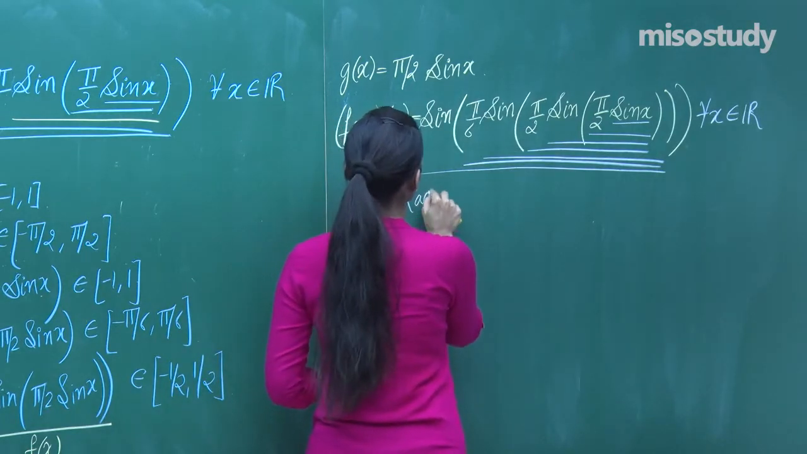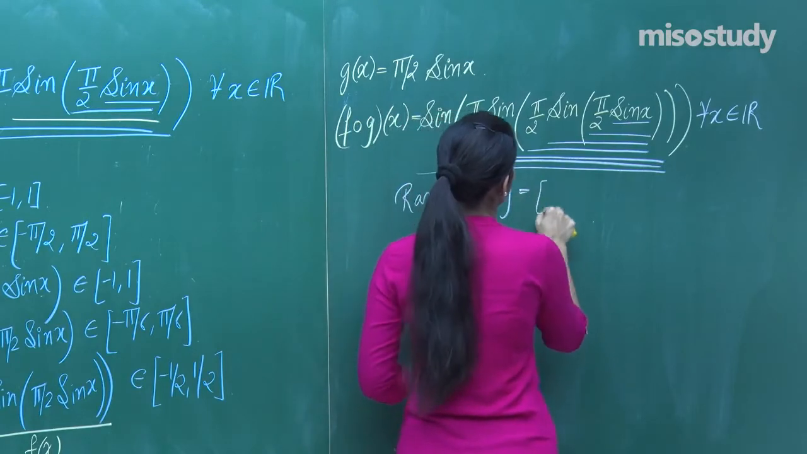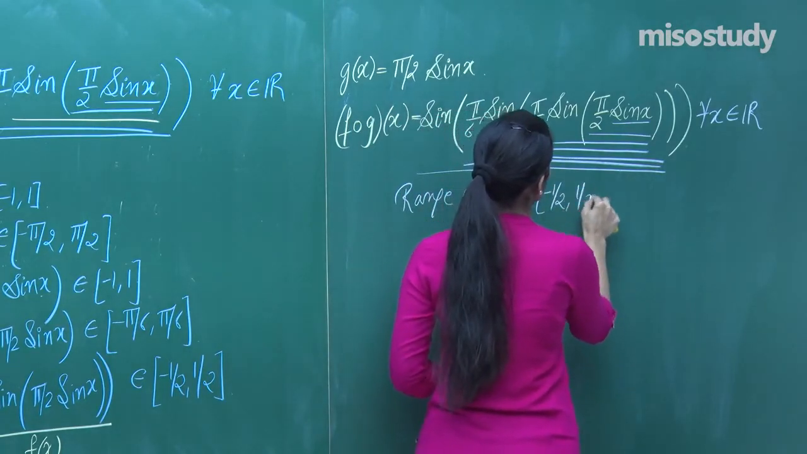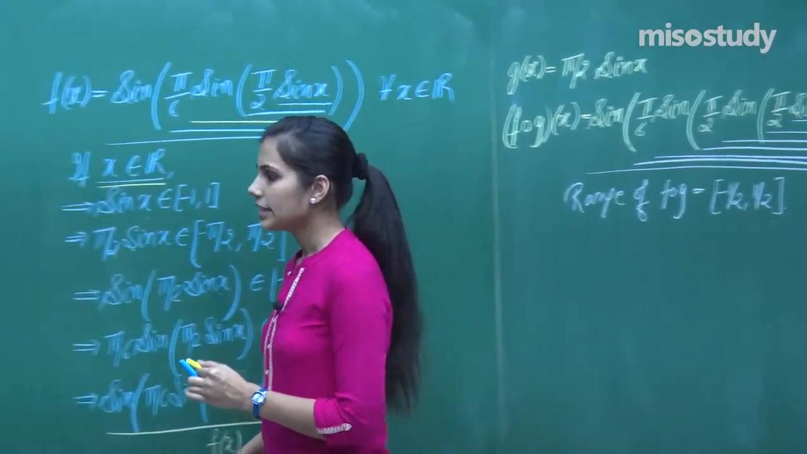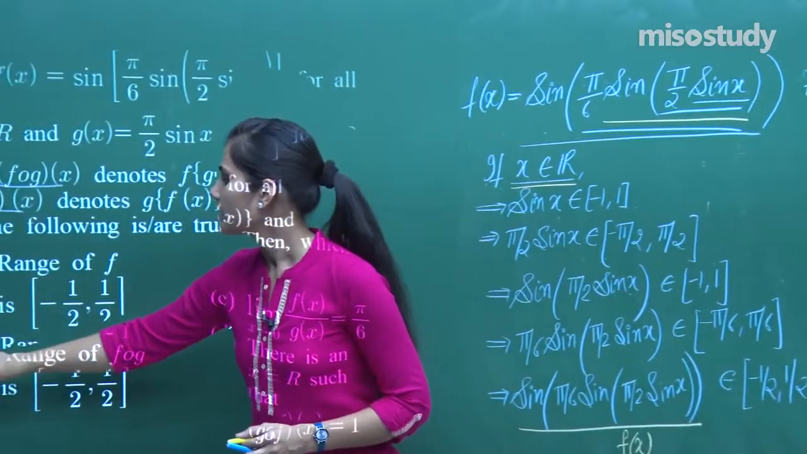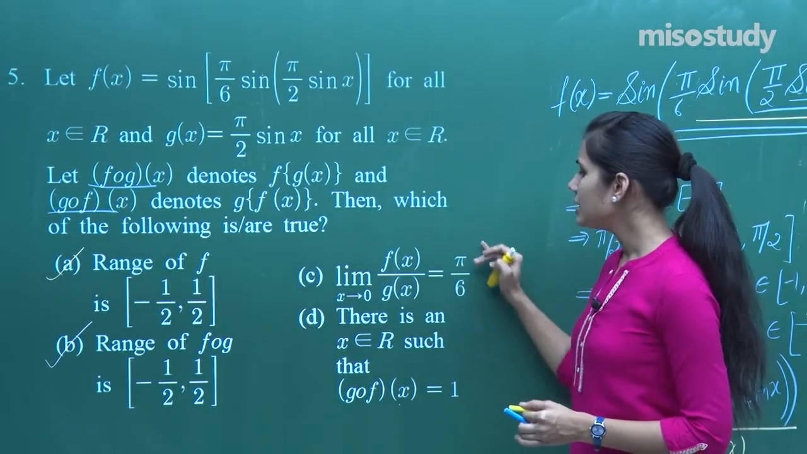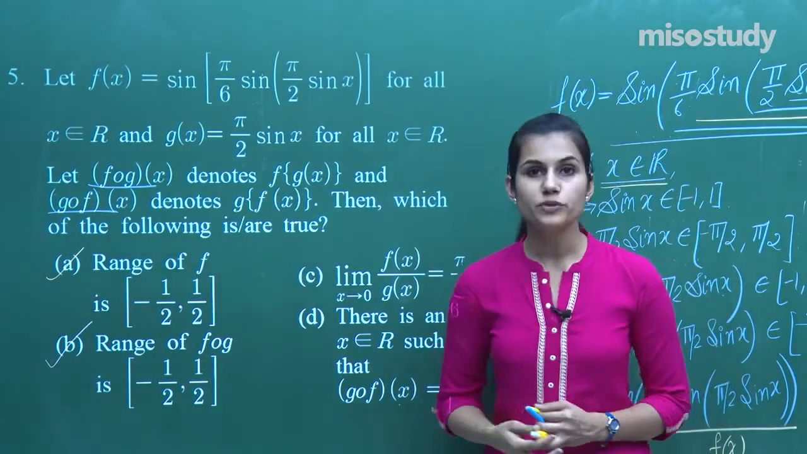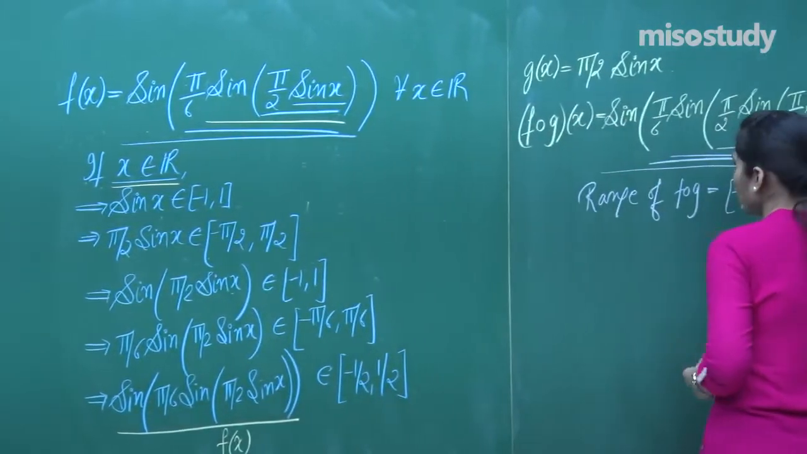So the range of FOG is again the closed interval minus 1 by 2 to 1 by 2. Fine. And this is therefore the correct option. Fine. Let's talk about the third one, which is the limit of fx upon gx. The option says that it is pi by 6. Let's see if this option is correct or not.